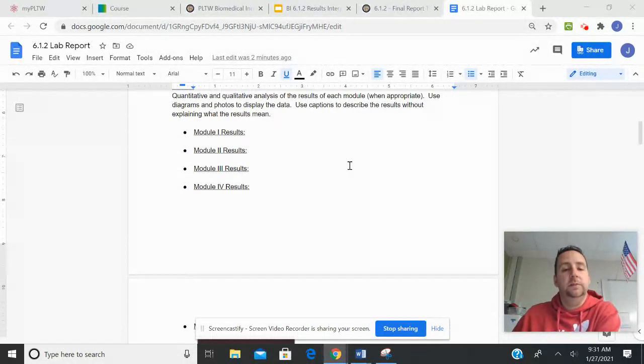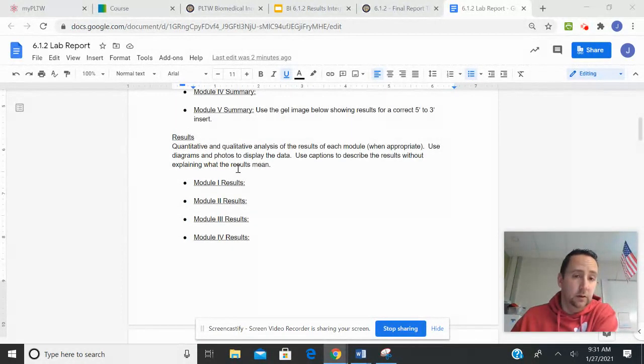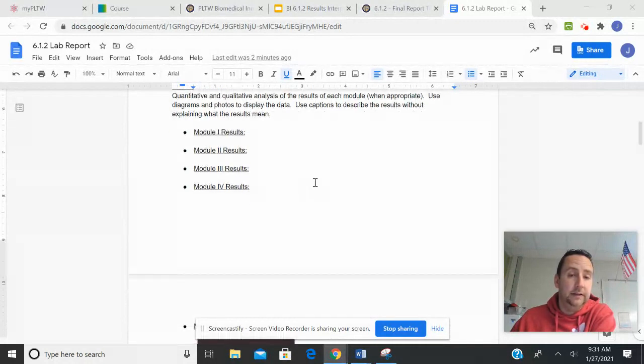This is where I want to spend most of my time today, looking at and interpreting those results. Here you're going to put in pictures. If you had a gel in one of the earlier modules, you would insert a picture of that. Module 3, there really was not much in that one because basically, it grew on the kanamycin. That was it.